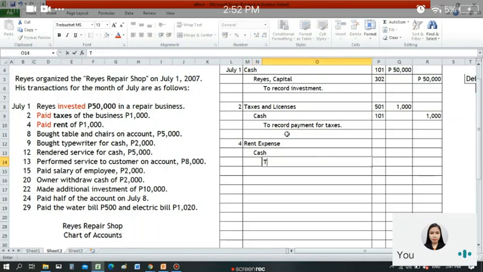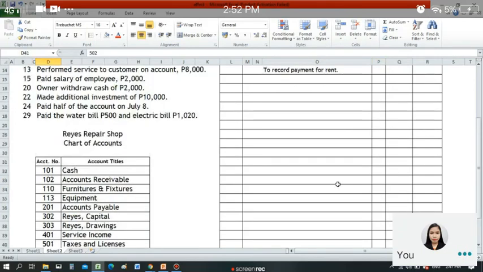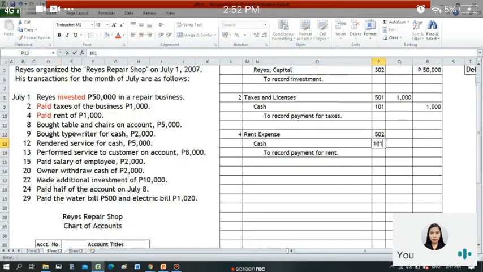So, to record payment for rent. Okay. So, rent expense, hanapin natin yung number, 502. And the cash is 101. The amount is another 1,000. So, dito yung ibang kalimitan na nagkakamali. So, yung amount ng cash, isinusulat nila sa upper, yung iba. So, make sure na kailangan aligned.